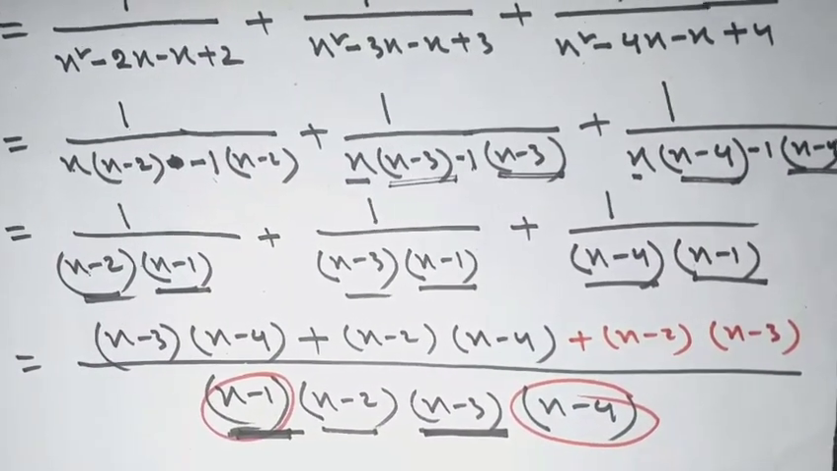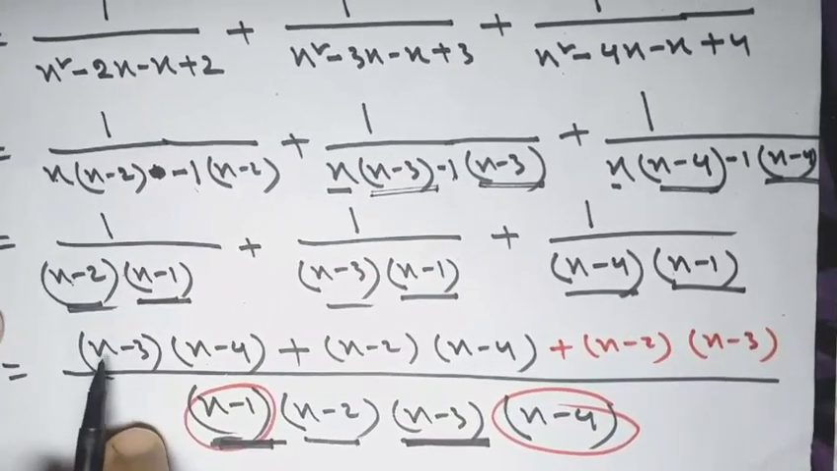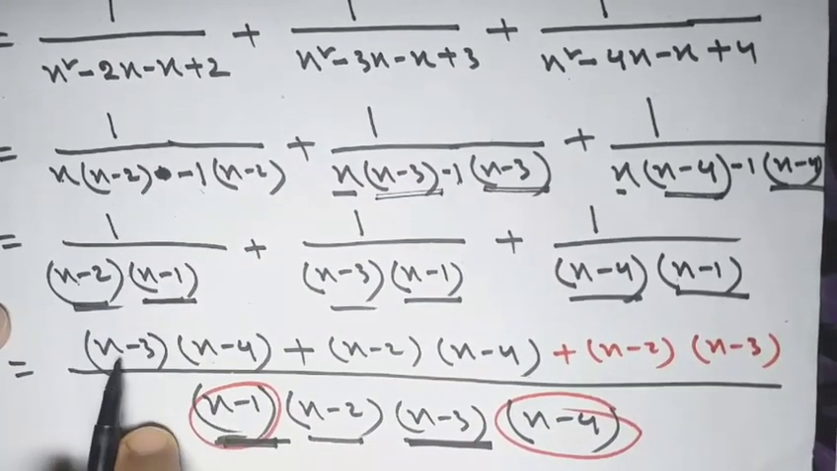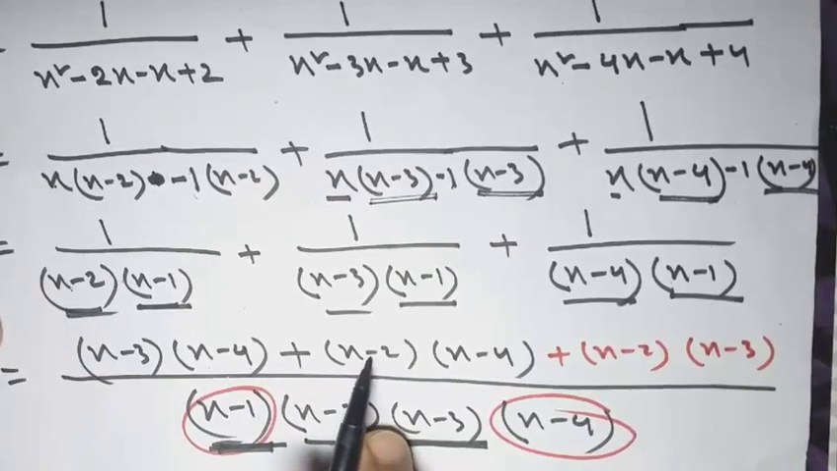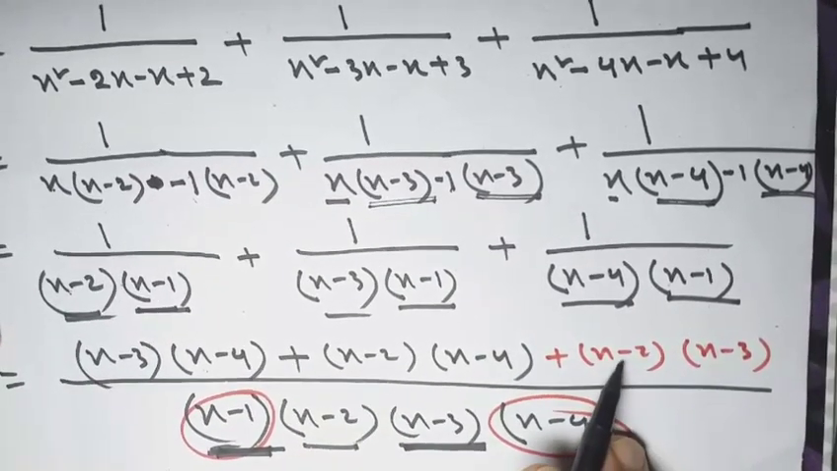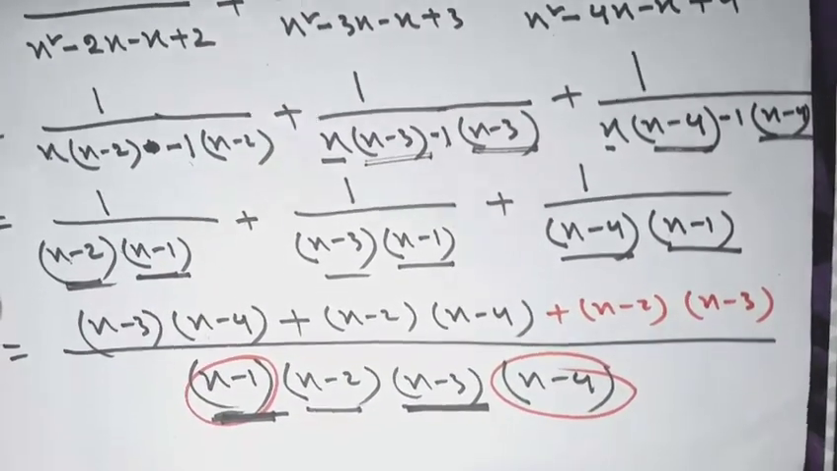Now we will multiply it. First we will multiply x minus 3 and x minus 4, then x minus 2 and x minus 4, then again x minus 2 and x minus 3.